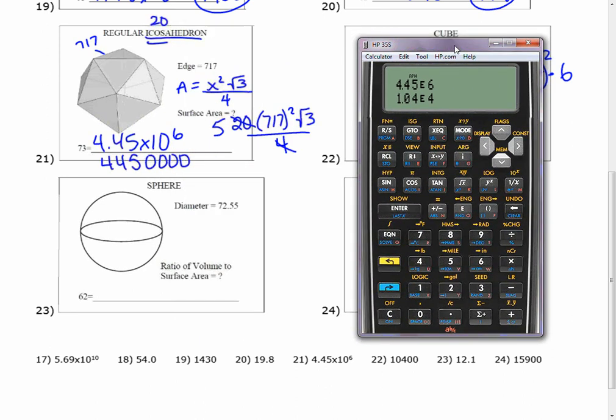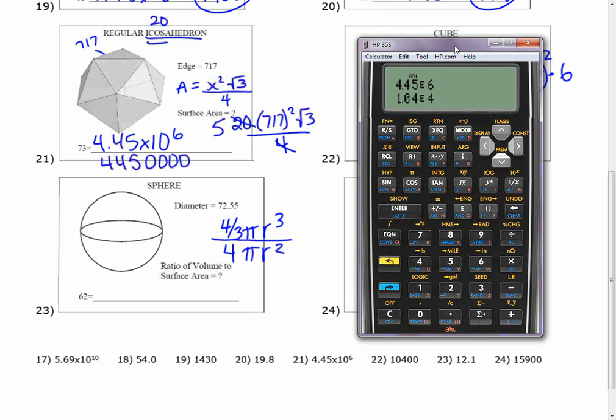Okay, we have the diameter given, and we want the ratio of the volume to the surface area. And so we are going to just go ahead and write out those formulas and see what we can reduce out. So volume is 4/3 pi r cubed, and our surface area is 4 pi r squared. And ratio just means we are going to divide them in that order.